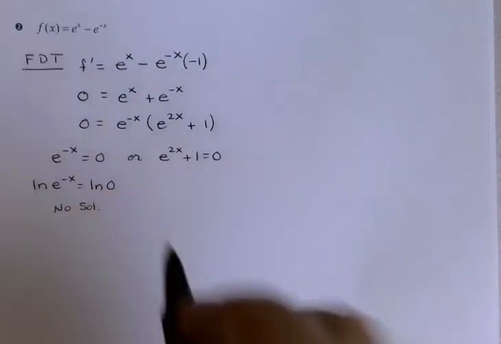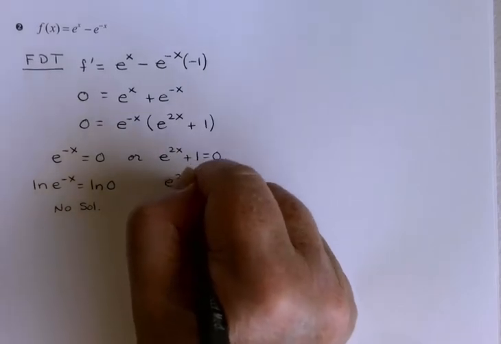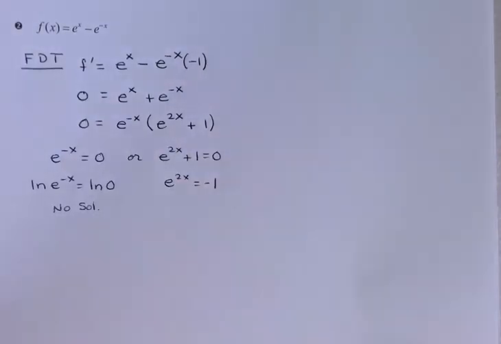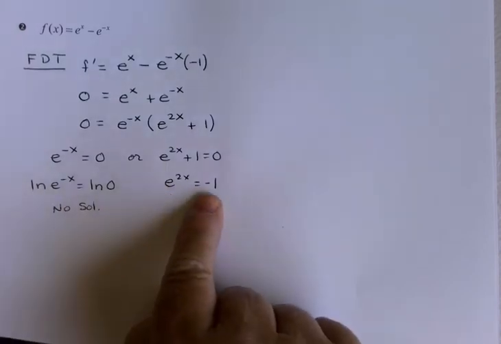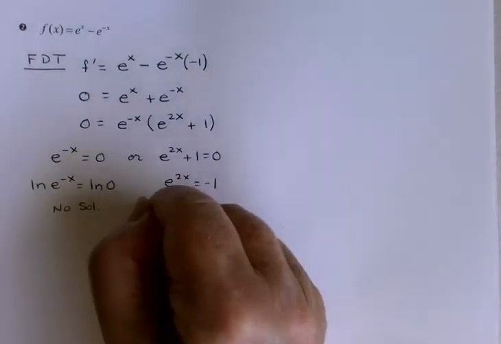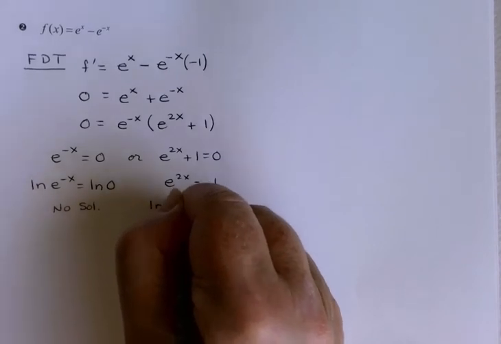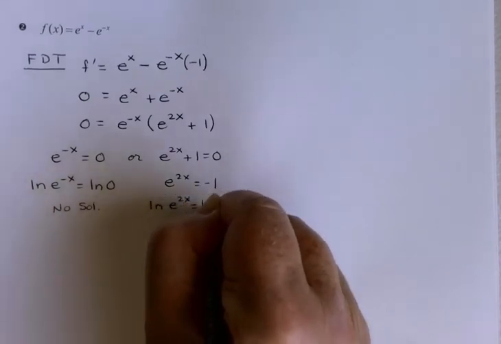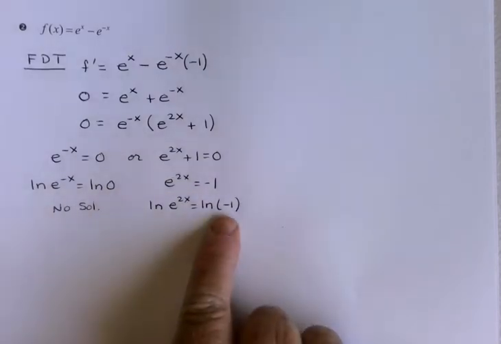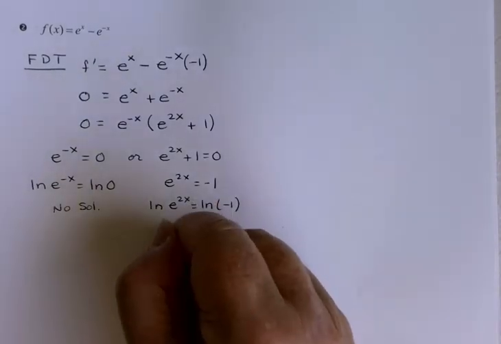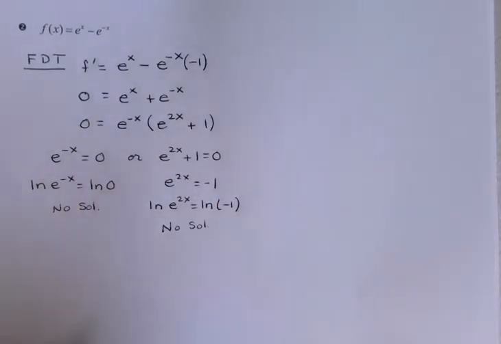And how about this one? e to the 2x equals -1. Kind of the same problem. An exponential function never goes below the x-axis, but once again I can be more formal about it. If I take the natural log on both sides, you can't take the natural log of a negative number, or at least it's not a real valued number, so I'm once again going to say no solution.